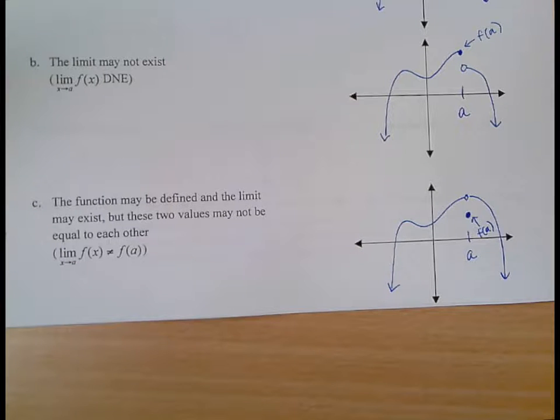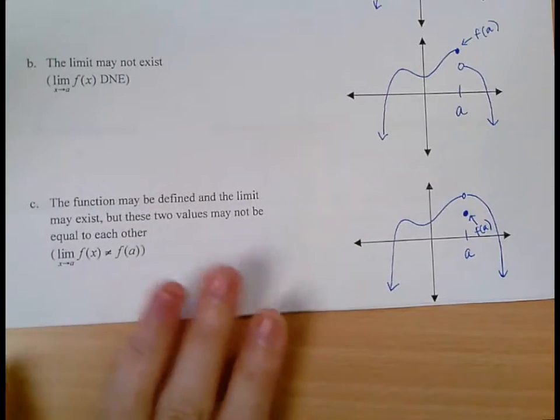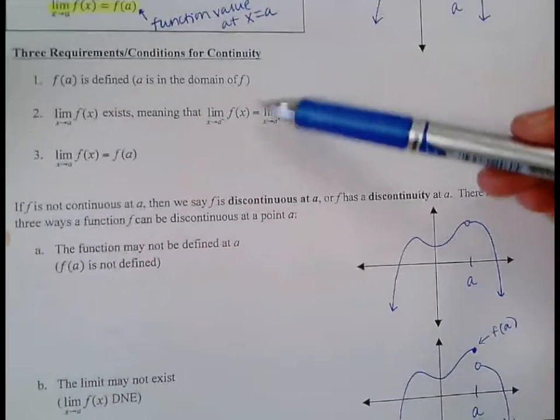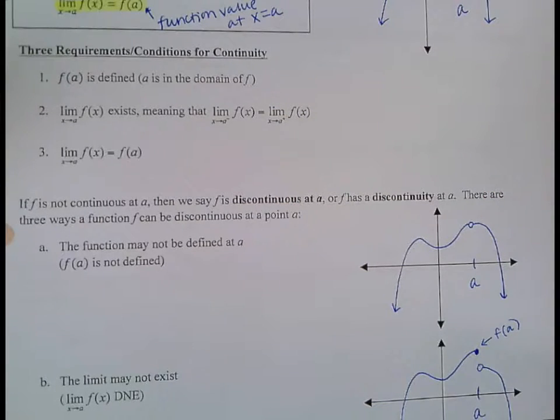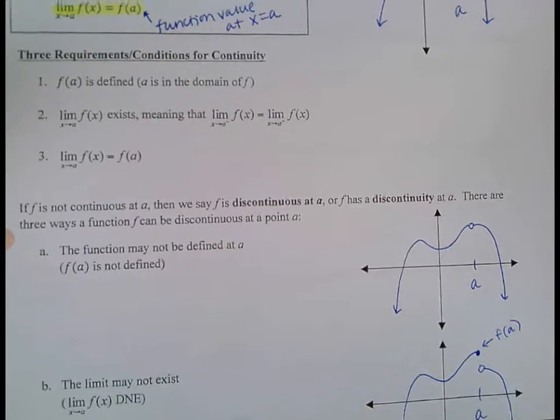So we are going to go through some examples, and the first sets of examples are going to be finding values at which a function is discontinuous. So in looking for discontinuities of a function, you're looking for one of these three things to not be true. Either at this x value, the function value doesn't exist, the limit doesn't exist, or they don't equal each other.